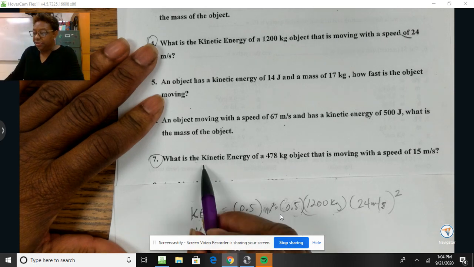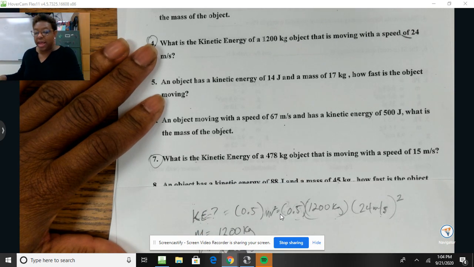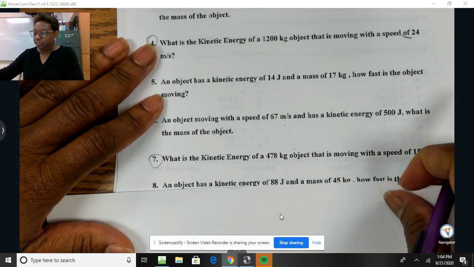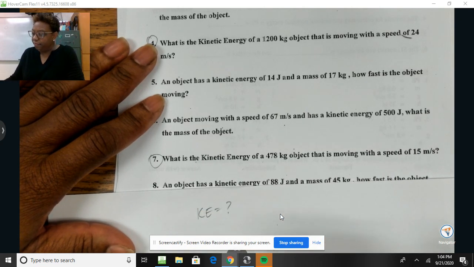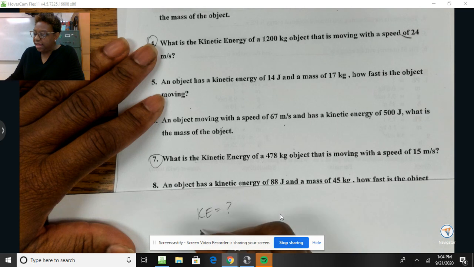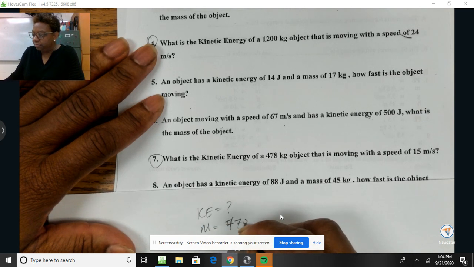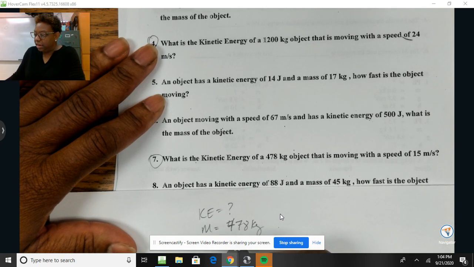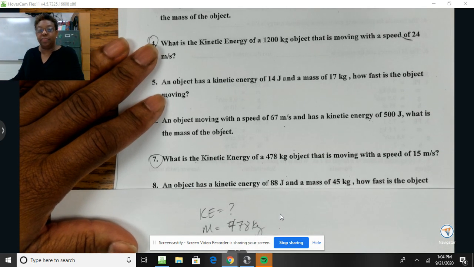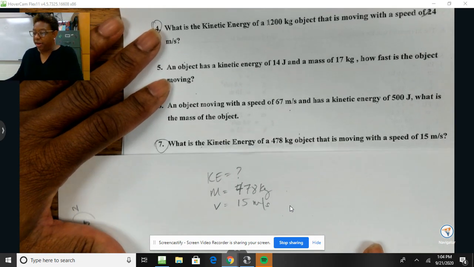And again, kinetic energy is the only variable in the equation I'm going to ask you to solve for. What is the kinetic energy? So that's what we're looking for. Of a 478 kilogram object. So that is mass. Moving with a speed of 15 meters per second.